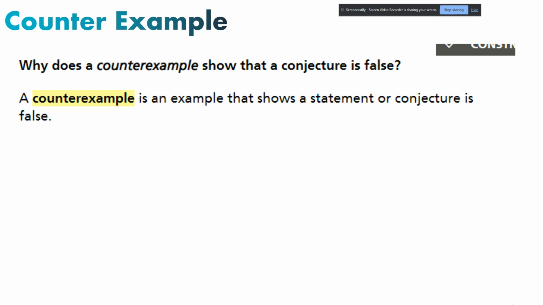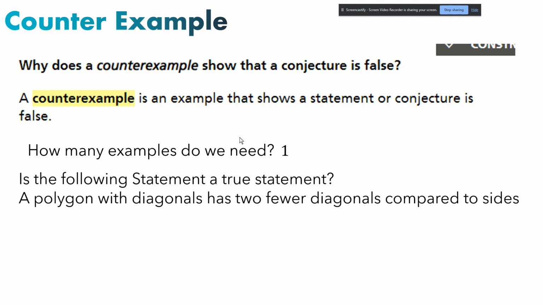All right. So a counterexample shows that the conjecture is false. Because a counterexample is an example that shows the statement is false. That it's not always true. That's what a counterexample is. A counterexample is an example that shows the statement or conjecture is false. How many do we need? Just 1. So is the following statement true?